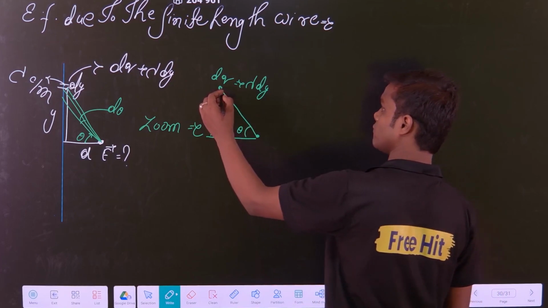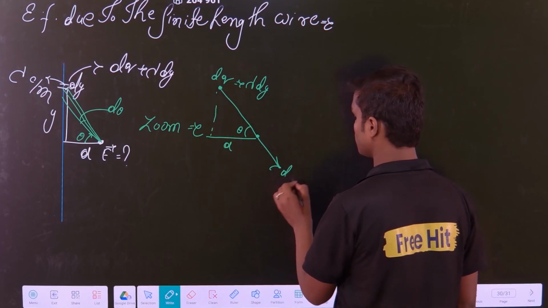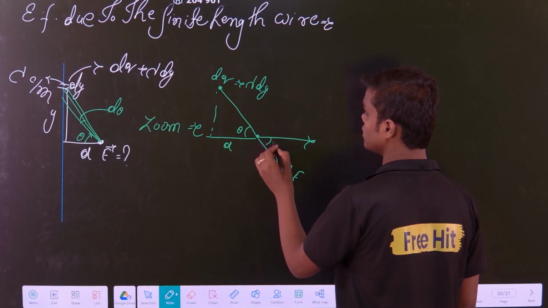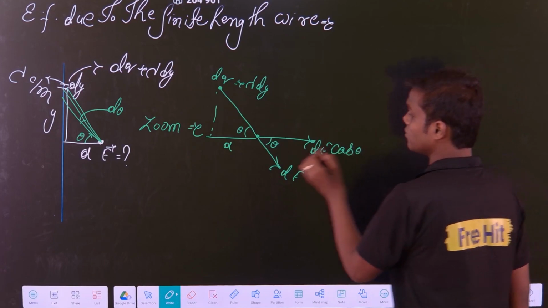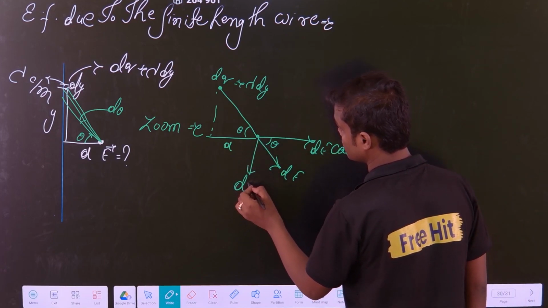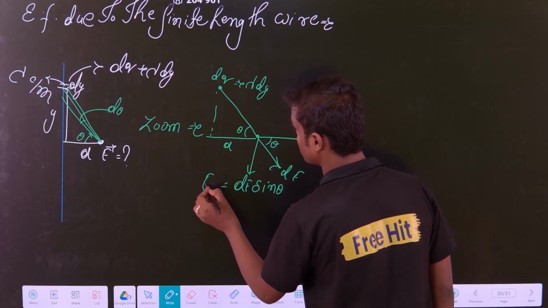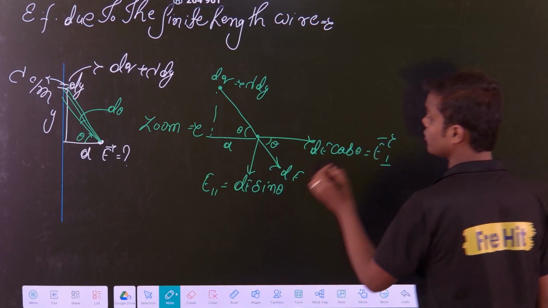So if this is a positive charge, it is going to repel in this direction, correct? This is my small electric field dE. So if this angle is theta, this angle will also be theta. So there will be one component dE cos theta, correct? And there will be another component dE sin theta. So I can say this is my E parallel and this is my E perpendicular, because it is perpendicular to the length of the wire, correct?